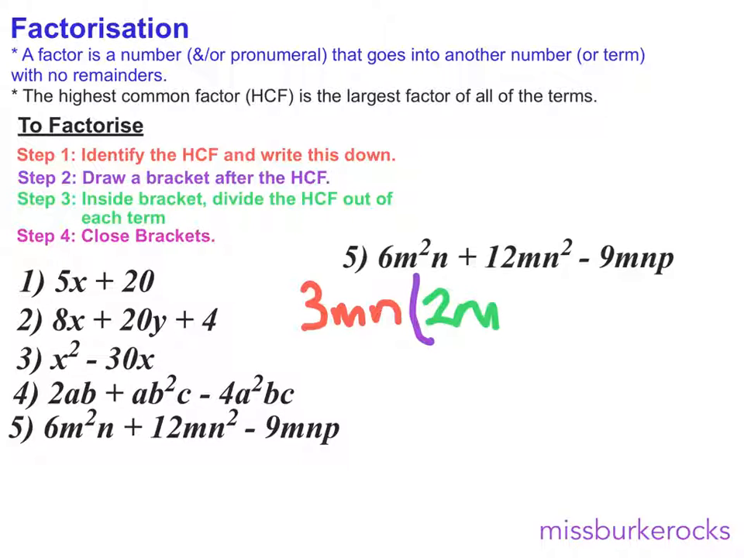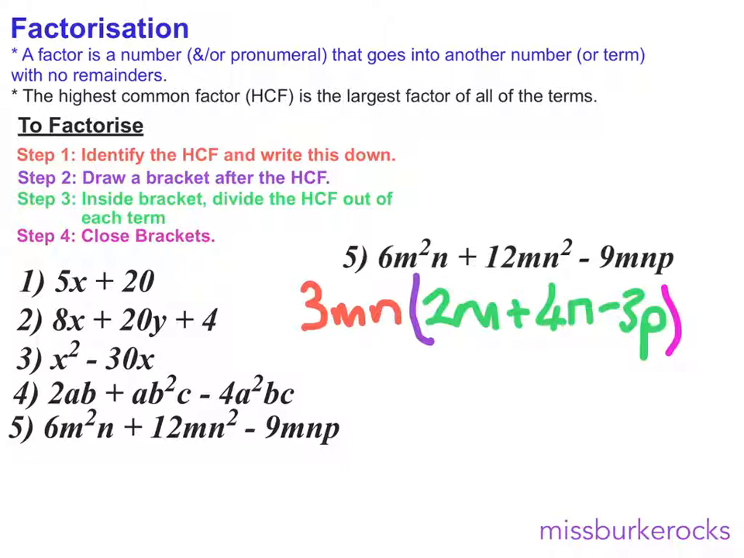And then I have 3mn out of 12mn. So 12 divided by 3, I'm a positive here, is 4. M divides out. N squared divided by n leaves me with just n. And then 9 divided by 3 is 3. The m divides out, the n divides out, so that just leaves me with p. And then I close my brackets.